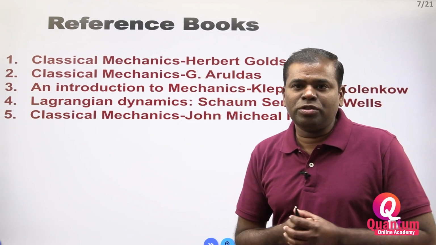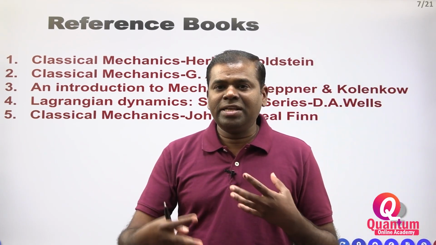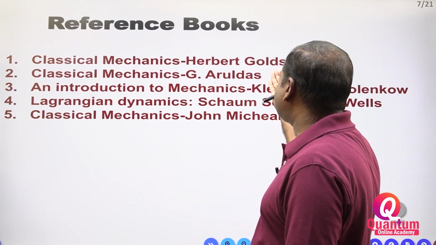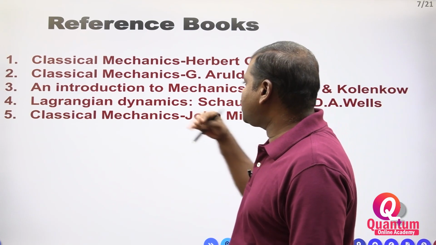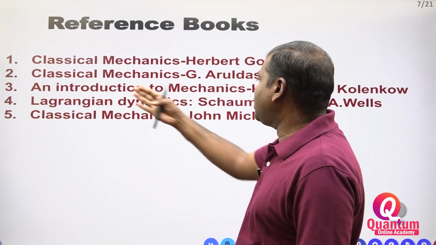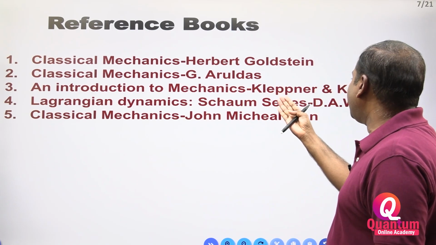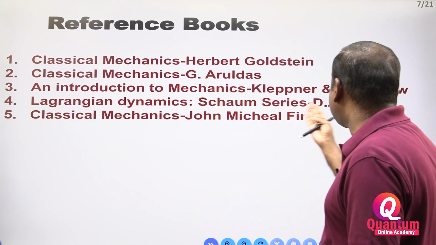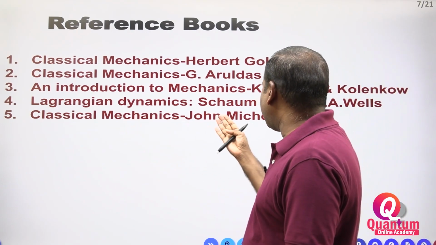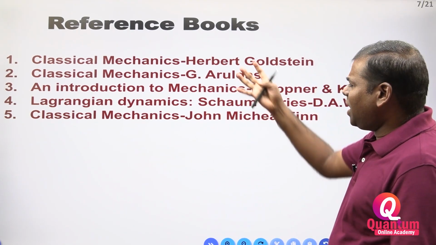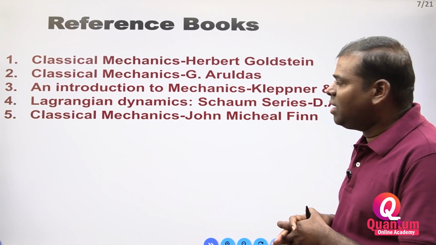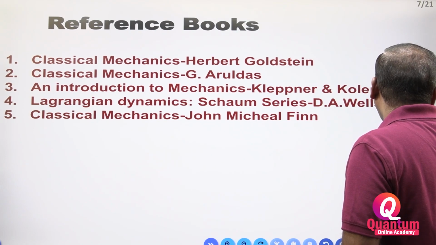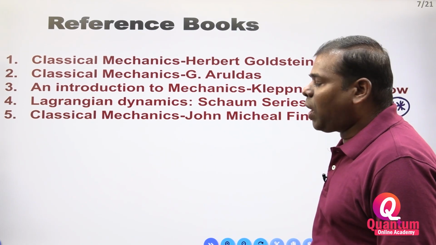Now the reference books. Which books should we refer to for the CSIR examination? Take classical mechanics: Herbert Goldstein, Classical Mechanics; G. Aruldhas, Classical Mechanics; Kibble, An Introduction to Mechanics; Kleppner and Kolenkow; and the Lagrangian dynamics Schaum series also. Classical Mechanics by John Michael Finn, any one book you have to take. For problem practice you should bring this one. Lagrangian and Hamiltonian dynamics, Schaum series, you have to take.